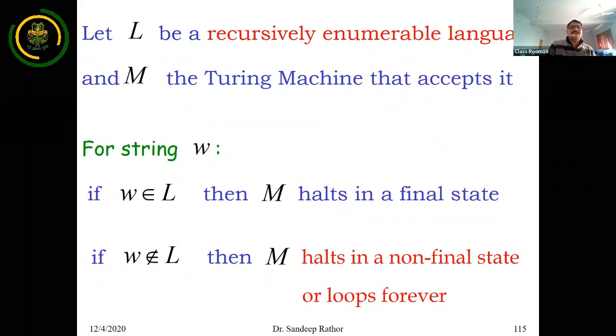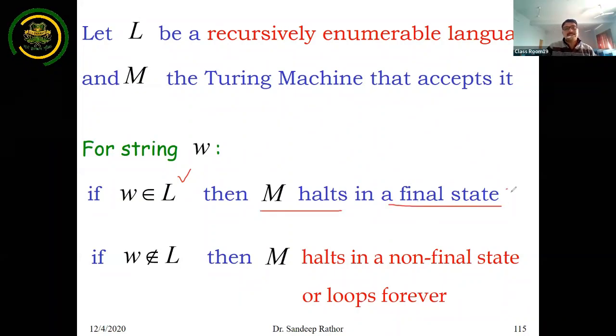Now, mathematically, how can we explain the same thing? Let L be a recursively enumerable language and M is the Turing machine that accepts it. So for string W, if W belongs to that language, then machine M halts in a final state. This is the same as the recursive, right? There is no difference in this first point, if W belongs to L. That means this is the simple case of acceptability, right?